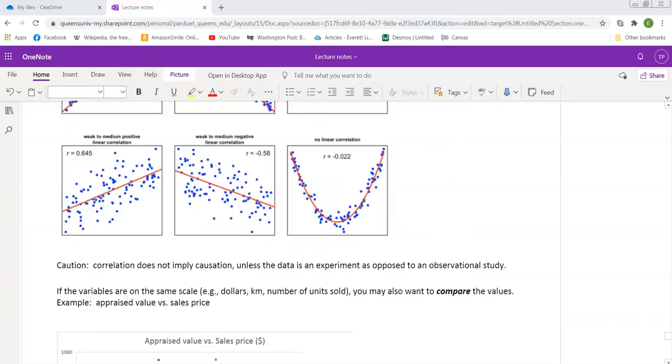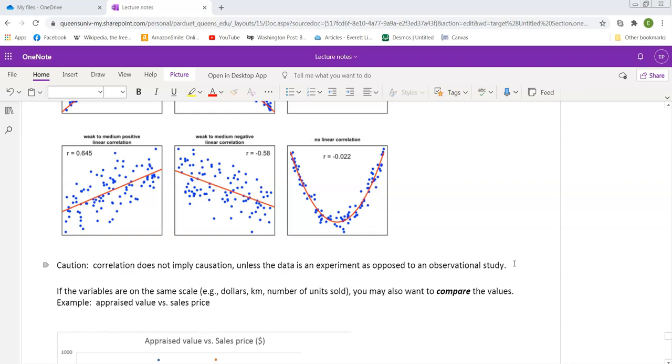I put a caution in here that correlation does not imply causation. I think we talked about this before. The only time that you can conclude cause and effect is if you're doing a true experiment. And this data, we've not done any random assignment, no manipulation. All we can do is examine houses that are already in existence. We can't do any assignment there.